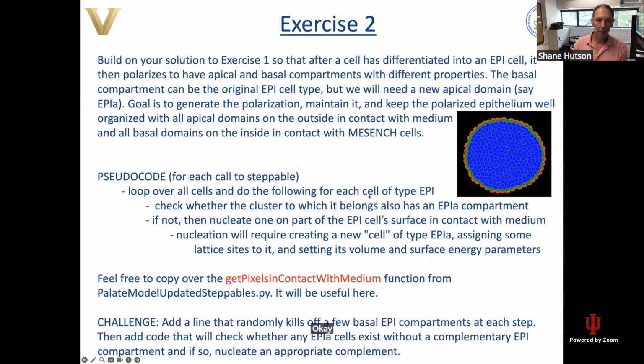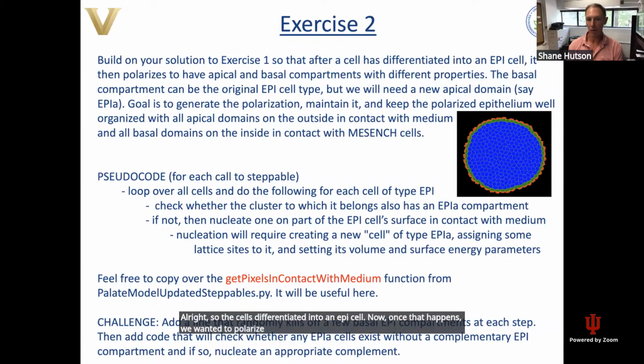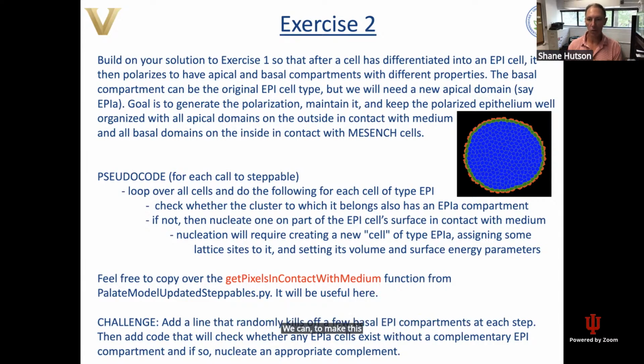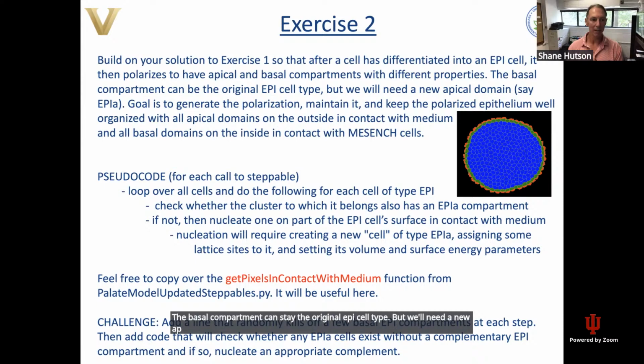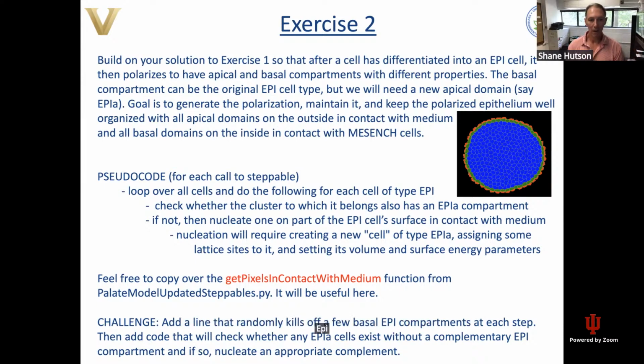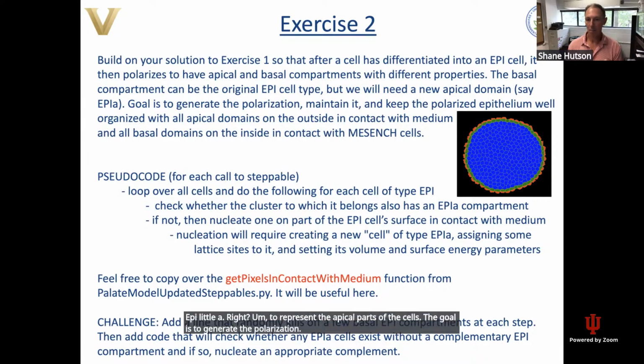Okay. So exercise 2 is to build on that one. The cell's differentiated into an epicell. Now, once that happens, we want it to polarize so it gets apical and basal compartments with different properties. To make this simple, the basal compartment can stay the original epicell type, but we'll need a new apical domain, epi little a, to represent the apical parts of the cells. The goal is to generate the polarization, maintain it, and keep the polarized epithelium well organized with all apical domains on the outside in contact with medium and all basal domains on the inside, right?